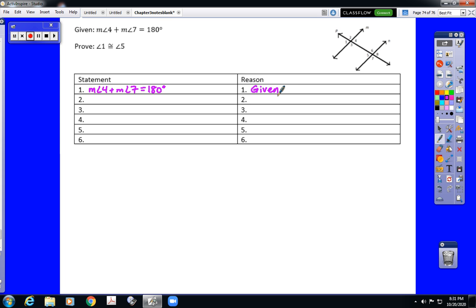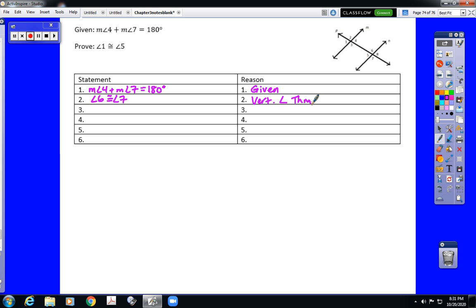Now we've done a couple of these proofs now, but we haven't done one yet this way. I found overall that the shortest way to get through these proofs, usually the most streamlined way to get there, is to pick an angle that is a vertical angle to either angle 4 or angle 7. So in this case, I'm going to use angle 6. Angle 6 is congruent to angle 7 because they are vertical angles, and the vertical angle theorem tells us that vertical angles must be congruent.